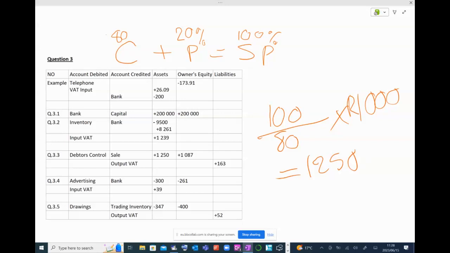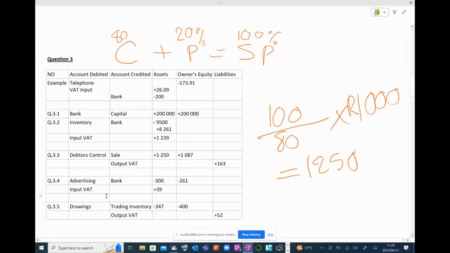Then sales. Remember sales, we're saying what is the revenue coming to us? We're not interested in the output VAT because the output VAT belongs to SARS. Again, in this question, you would have just said 1,250 here because they said ignore that. If they did say consider that, then you would have put output VAT here, and we know it's a current liability.